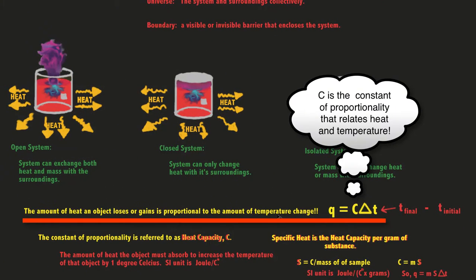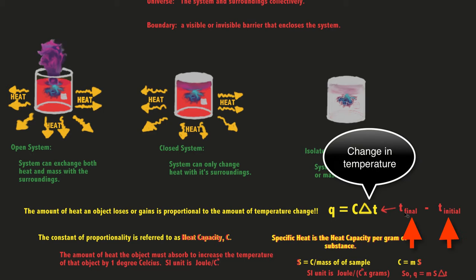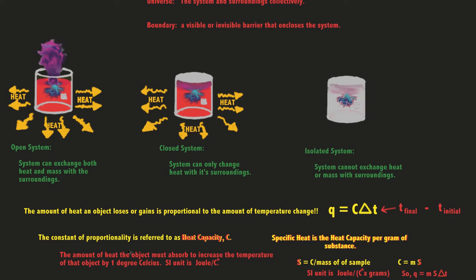The amount of heat an object loses or gains is proportional to the amount of temperature change. And that proportionality constant would be referred to as the heat capacity. So here's Q. Q is the heat. Delta T is the final temperature minus the initial temperature. And when we look at the heat capacity, if we solve for C here, divide both sides by delta T, we can see the units would be heat, which is joules, over degrees Celsius, which is temperature.